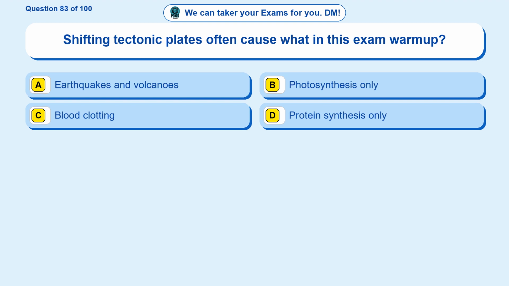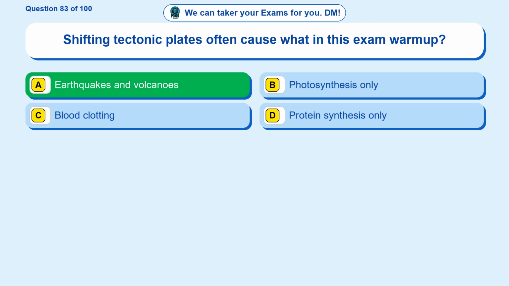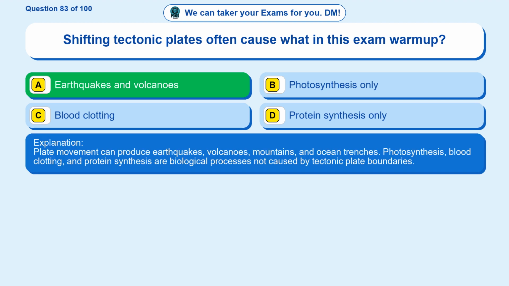Question 83. Shifting tectonic plates often cause what in this exam warm-up? Option A, earthquakes and volcanoes. Option B, photosynthesis only. Option C, blood clotting. Option D, protein synthesis only. The correct answer is option A, earthquakes and volcanoes. Plate movement can produce earthquakes, volcanoes, mountains, and ocean trenches. Photosynthesis, blood clotting, and protein synthesis are biological processes not caused by tectonic plate boundaries.